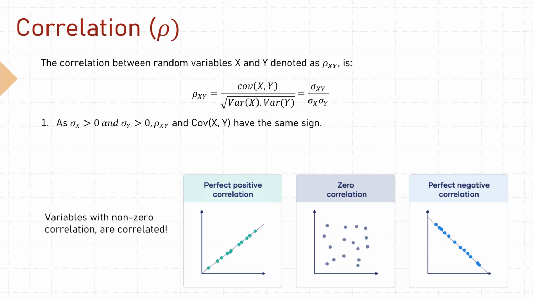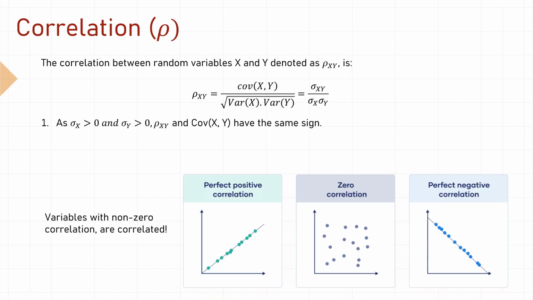The sign of correlation matches covariance. If covariance is positive, correlation is also positive. And if covariance is negative, correlation is also negative. This is because the correlation simply takes the covariance and normalizes it.